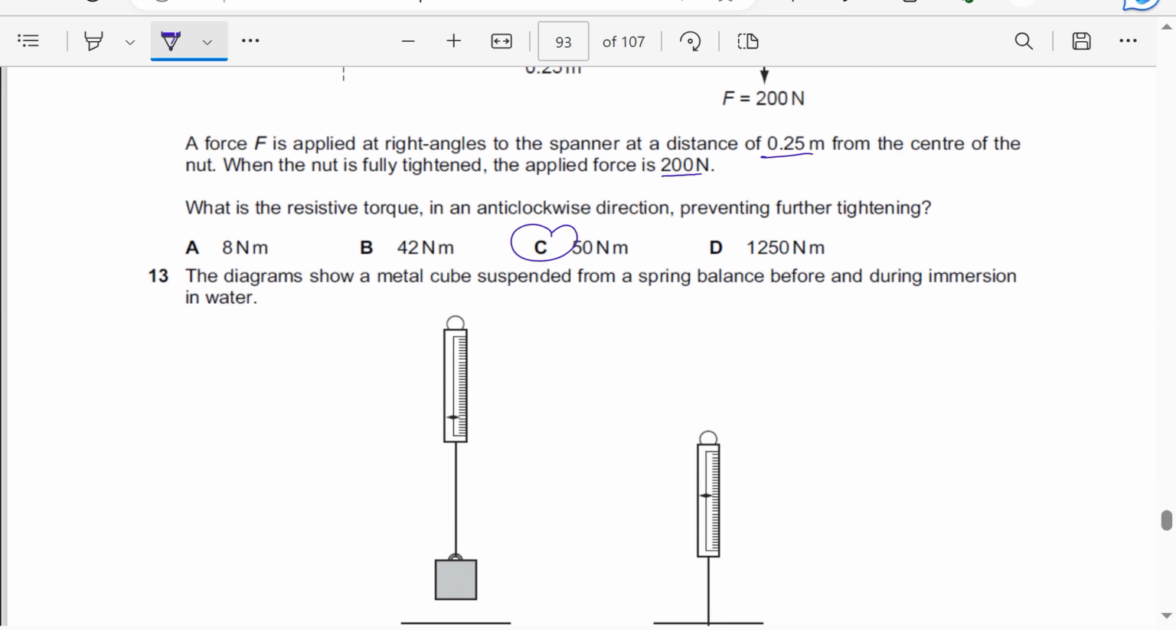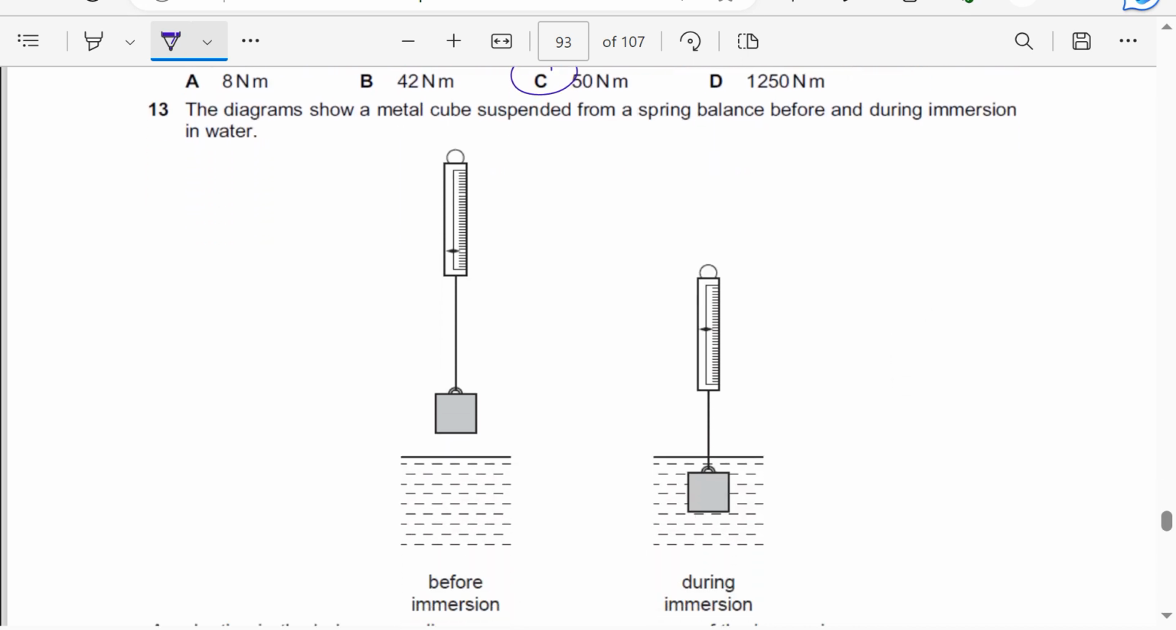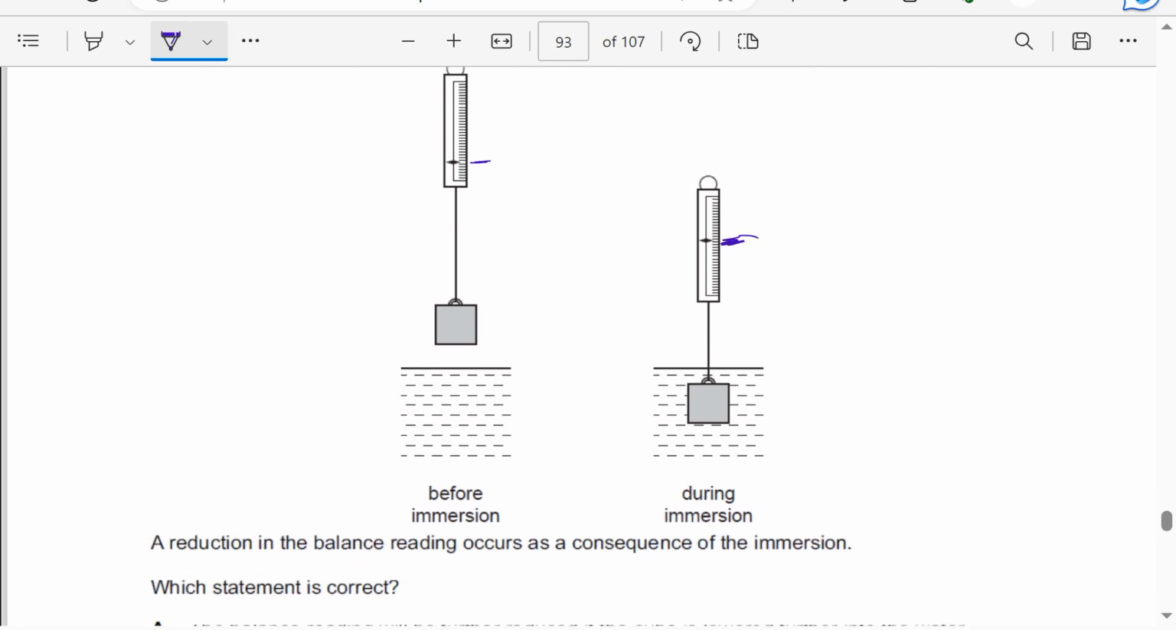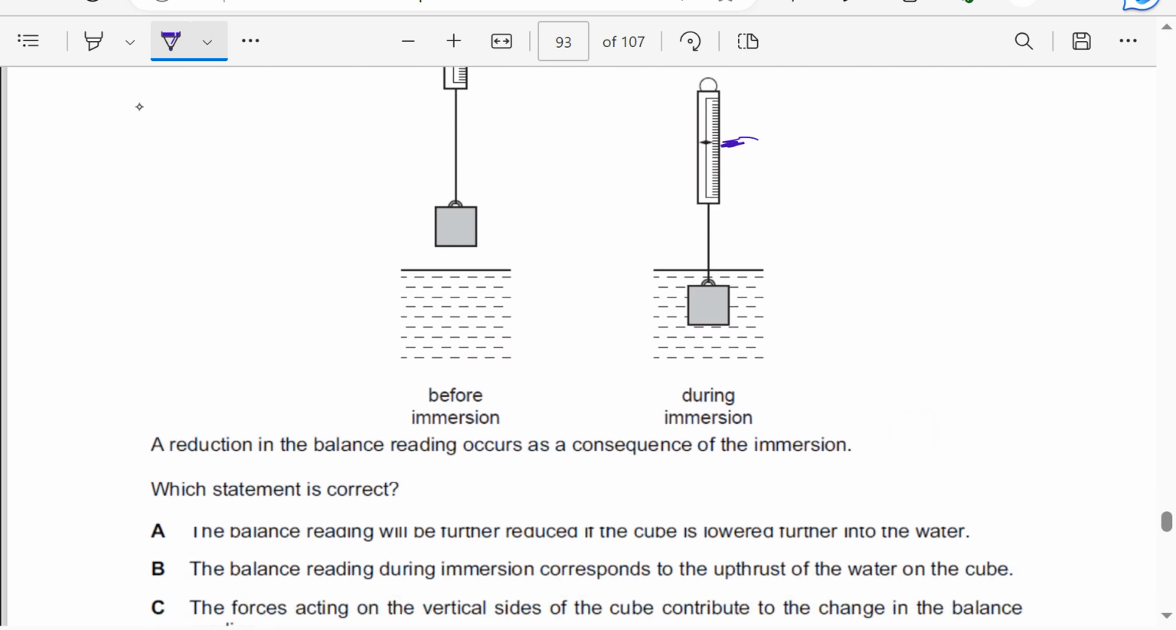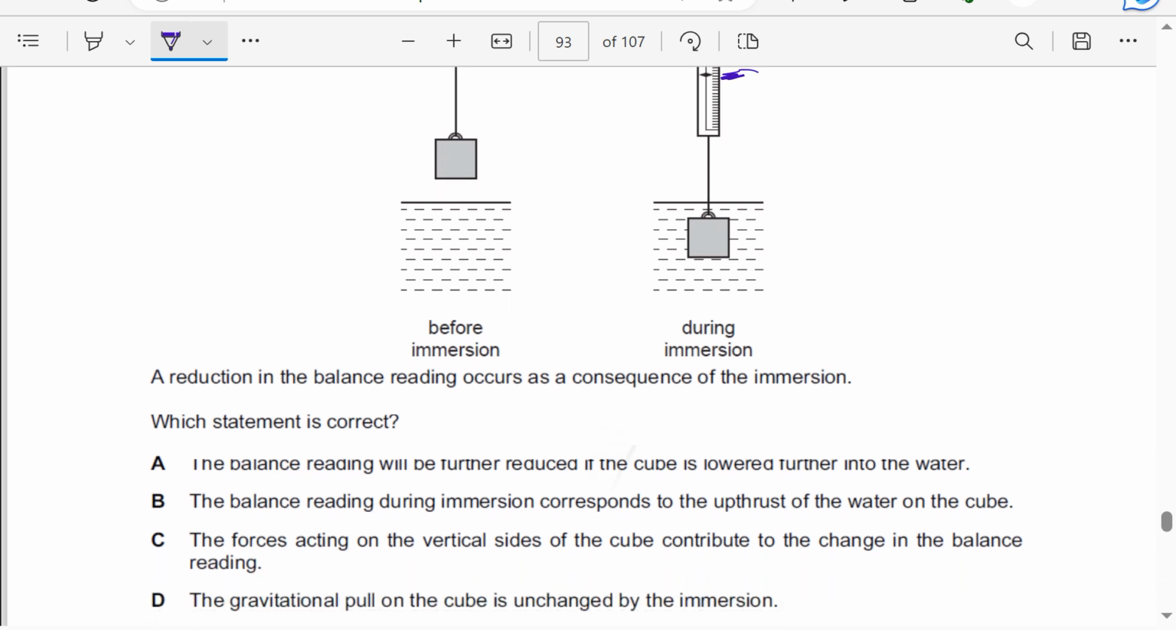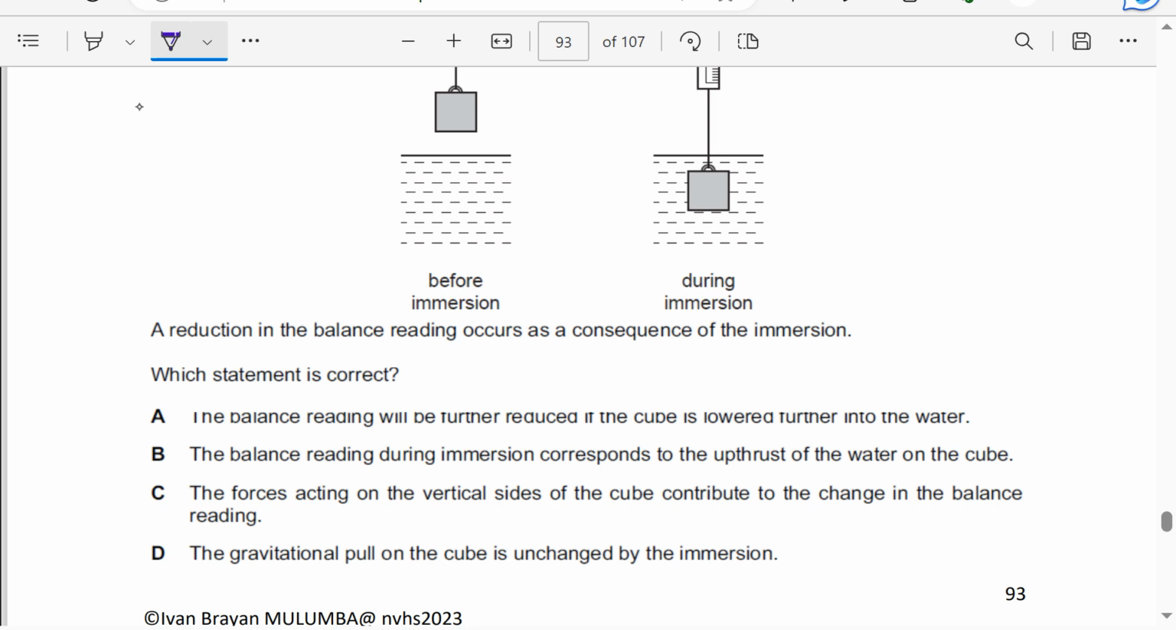The diagrams show a metal cube suspended from a spring balance before and during immersion in water. Before, we see the position, and after, we see that the position is now bigger. So it means the upthrust has increased. A reduction in the balance reading occurs as a consequence of the immersion. Which statement is correct? The balance reading will be further reduced if the cube is lowered further into the water.